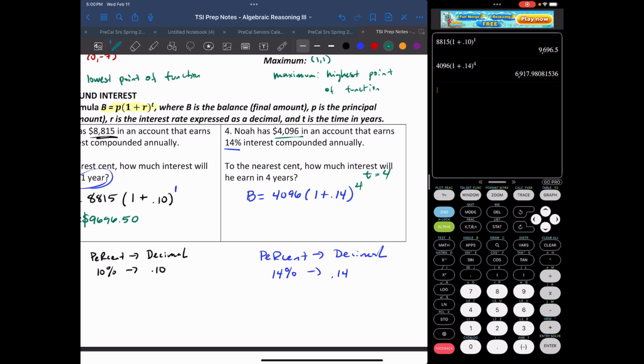And we're going to round to the nearest cent. It just means I need to round to the 100th place. So our answer should be $6,017.98. So luckily the 0 doesn't change the 8, but if it does, then it's going to be 99 cents, right?